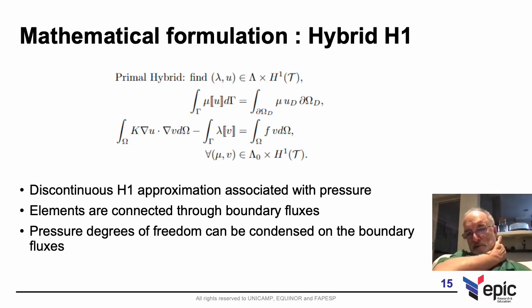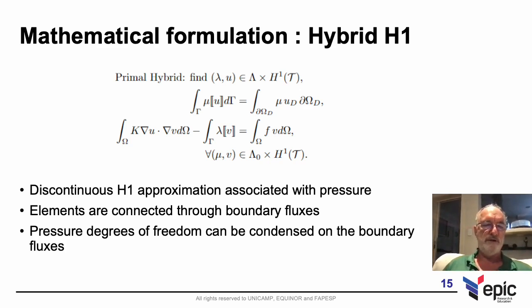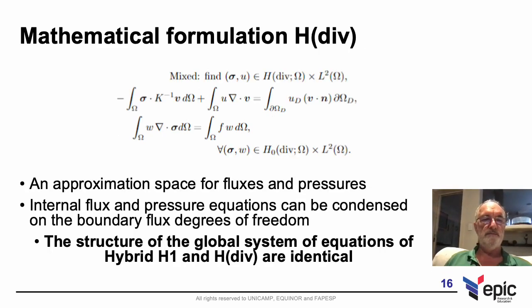So the global system of equations consists of internal pressure equations and between-the-elements flux equations. Most of the pressure equations can be condensed onto the boundary fluxes except for the constant pressure. And the global system after condensation is exactly the same as the HDiv matrix.